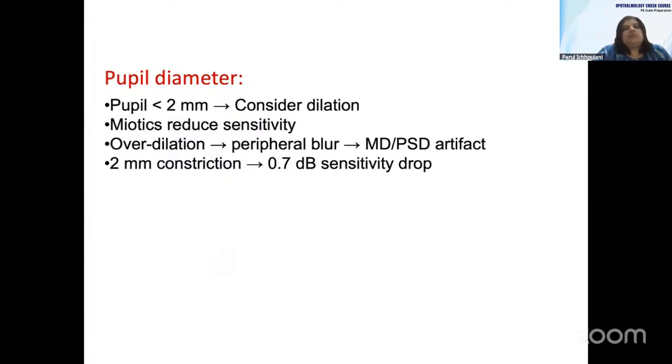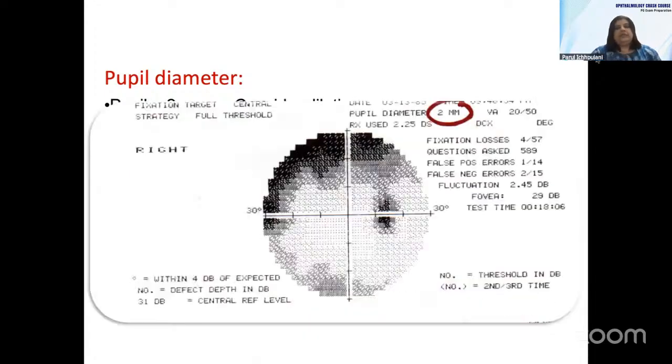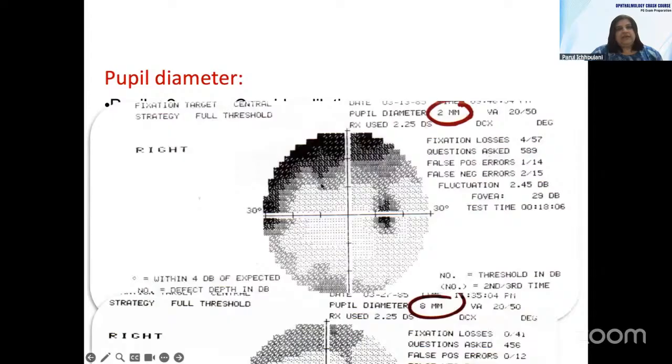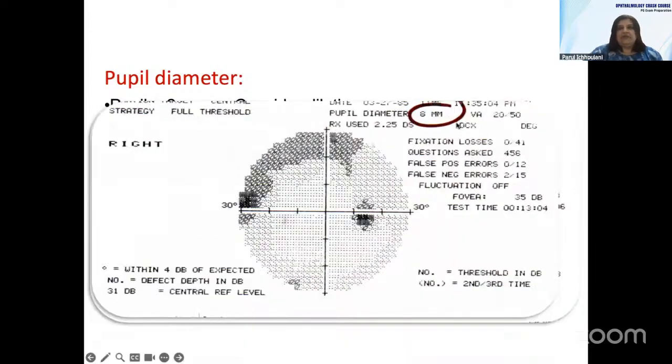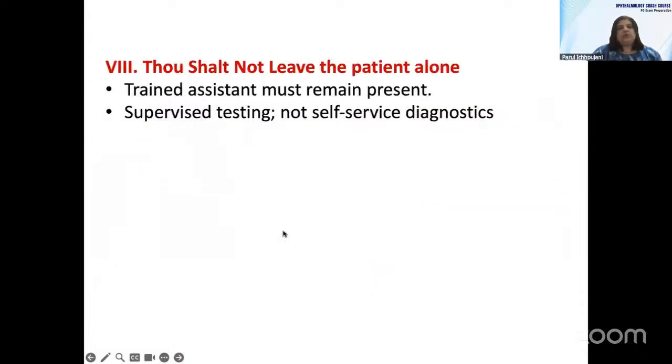Pupil diameter: miotic as well as mydriatic pupils result in a wrong outcome. Miosis reduces the sensitivity, while overdilatation causes a peripheral blur and results in a global indices artifact. A 2 millimeter constriction would result in about a 0.7 decibel sensitivity drop. If the patient is on pilocarpine, that should be stopped a week prior, and then the test should be carried out. Here we see a very small pupil resulting in an artifact. And here we have another very largely dilated pupil, 8 millimeters, and again we have a peripheral artifact. So always look at the pupil size.